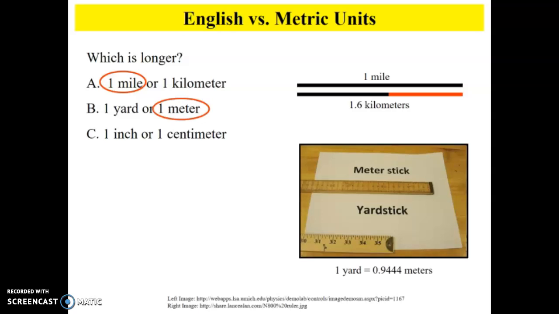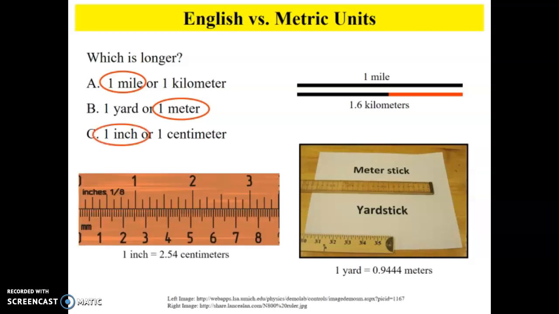Now, a meter and a yardstick are also very close. So it's about a 3-inch difference. So a meter is about 3 inches longer than a yard. And the last one, an inch is significantly longer than a centimeter. So it's about 2.5 centimeters for every inch.